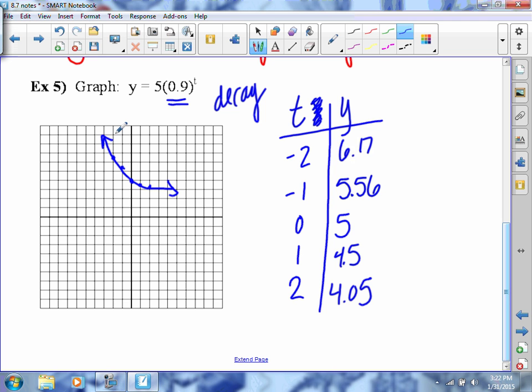So it is going down from left to right. So it is decay, but it's more of a gradual decay, and that's because this base is so little. If we had a bigger base, then it would decay a lot faster.